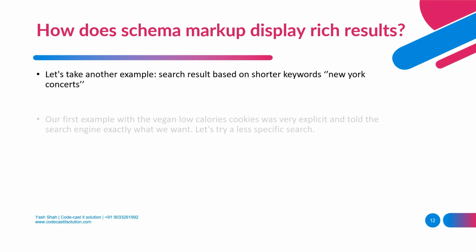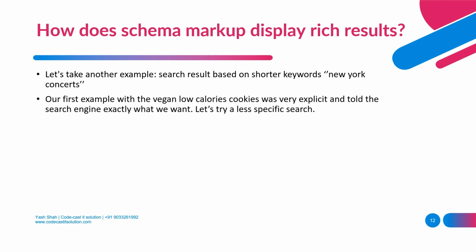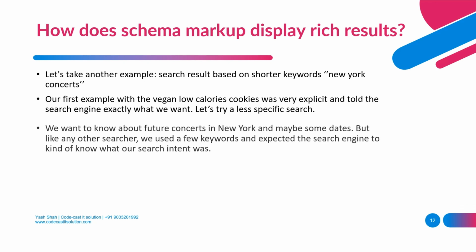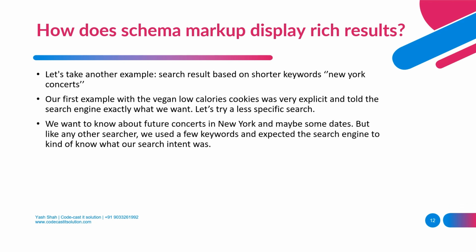Our first example with the vegan low calories cookies was very explicit and told the search engine exactly what we want. Let's try a less specific search. We want to know about future concerts in New York and maybe some dates.